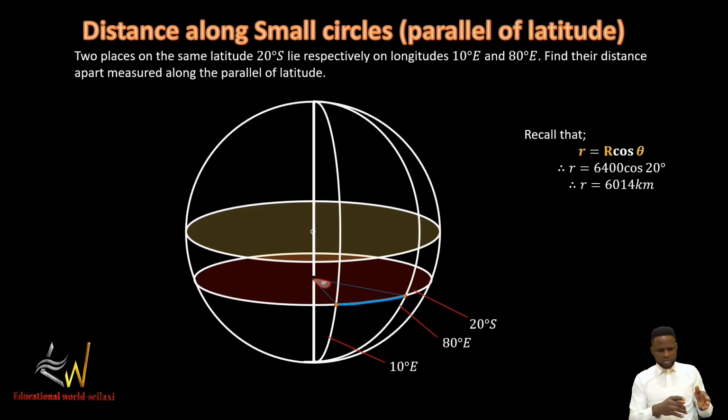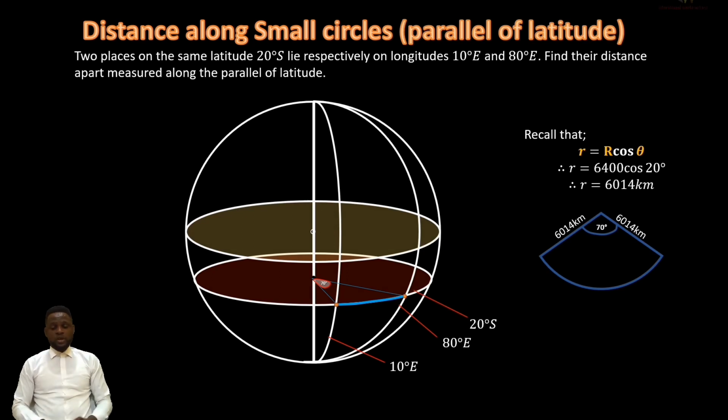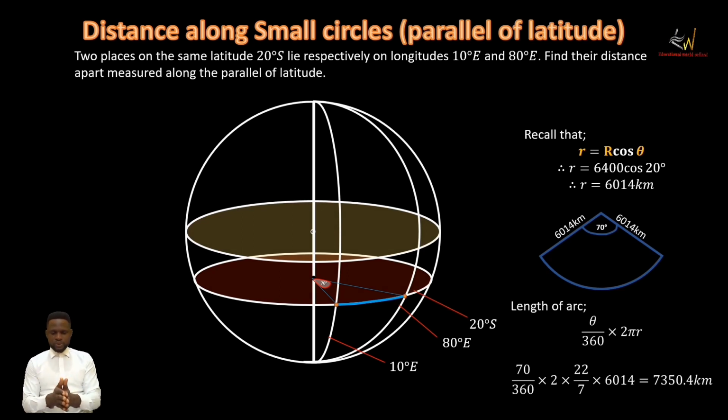So the distance between the two positions can be seen as an arc of a circle which subtends an angle of 70 degrees between them. Okay, it's just as simple as that. So that is the picture shown there. That is the arc, with the angle of 70 degrees subtended in the middle, and the radius is 6,014 kilometers.